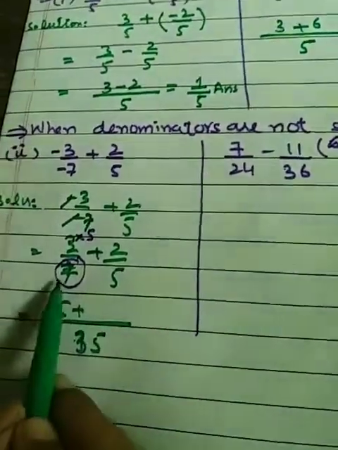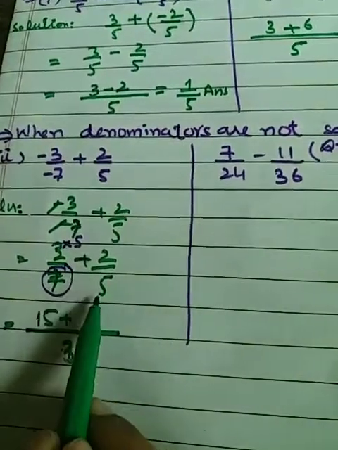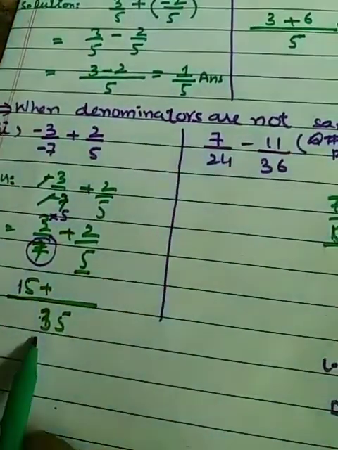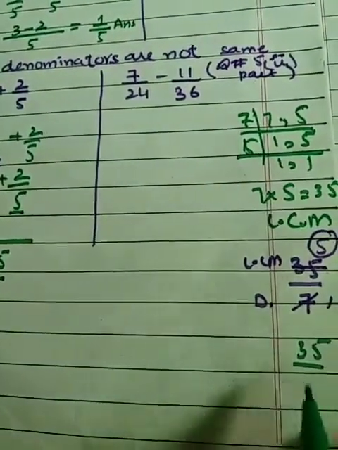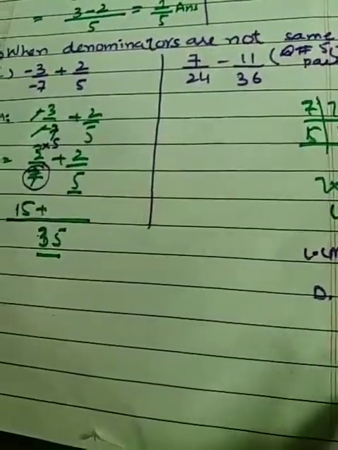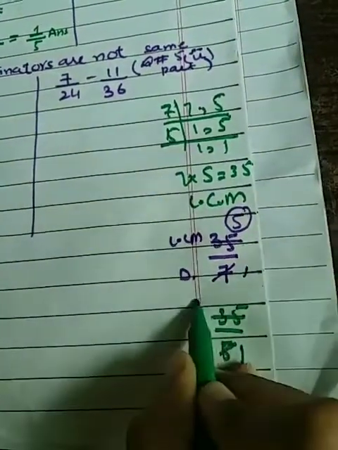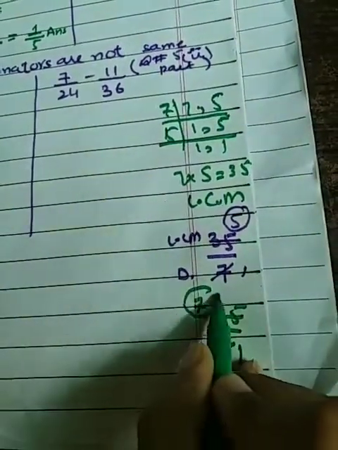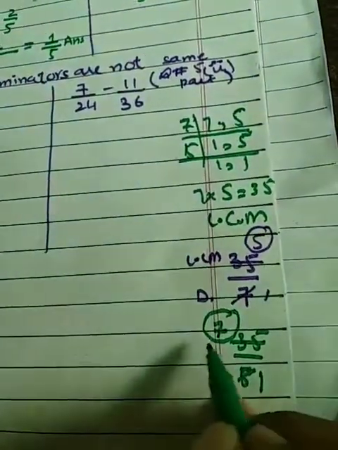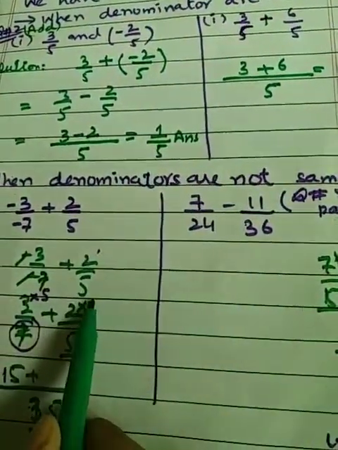Then the first is solved, now solve it by the second denominator. Again the same procedure: divide the LCM by the second denominator, write the LCM above and the denominator below. Cut these with the common divisor. 5 1s are 5, 5 7s are 35. But look at the answer you got. Multiply this answer with the respective numerator, that is 7.